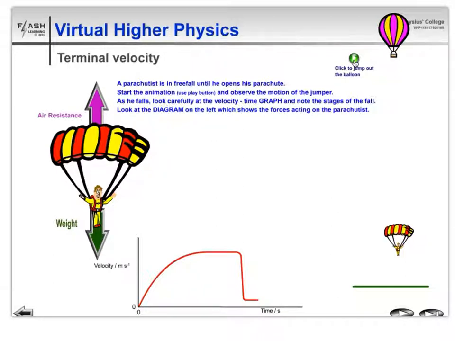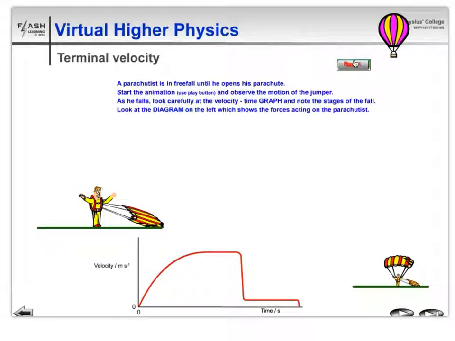And then if running on to the end, the parachute has hit the ground, and that introduces another force which stops them suddenly. And that's the ideas of terminal velocity and parachutes.